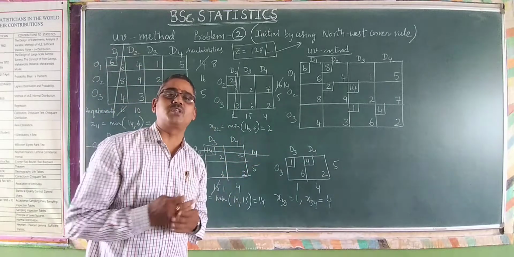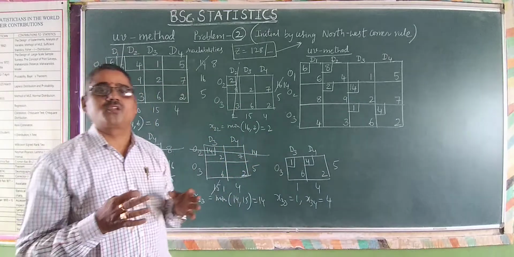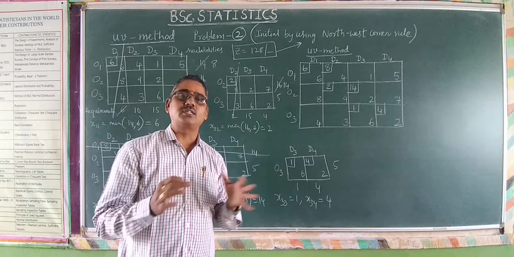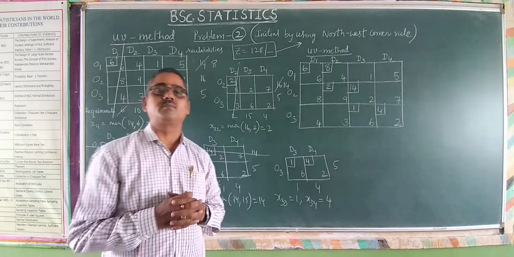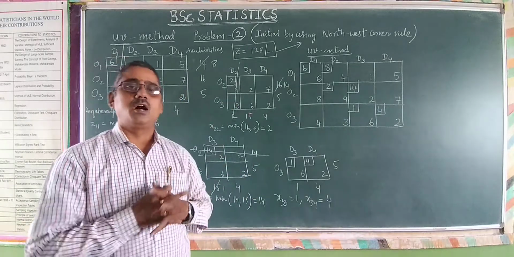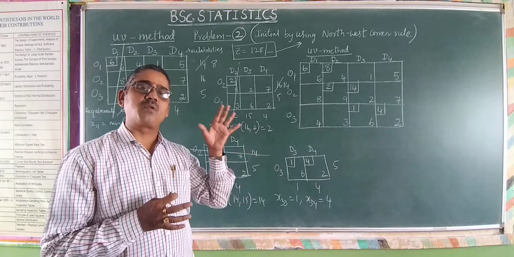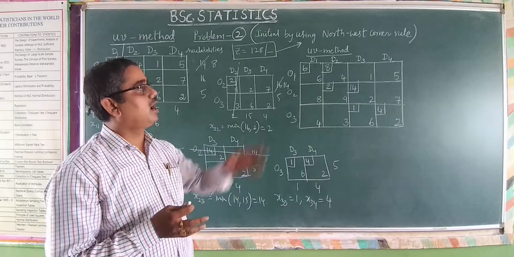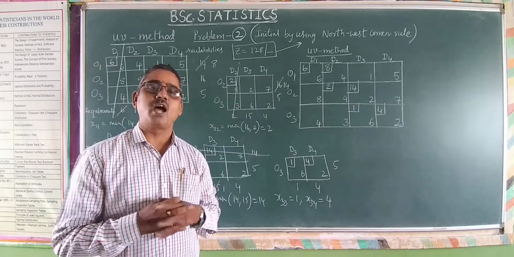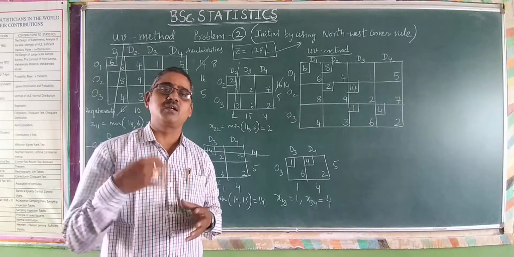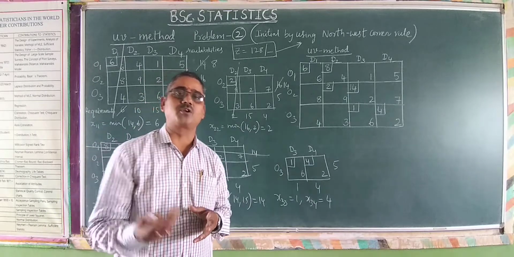And here I stop this particular lesson. So you consider it is part one of this particular UV method problem 2, by using northwest corner rule. I continue in part 2. The remaining solution I continue in part 2. Thank you.